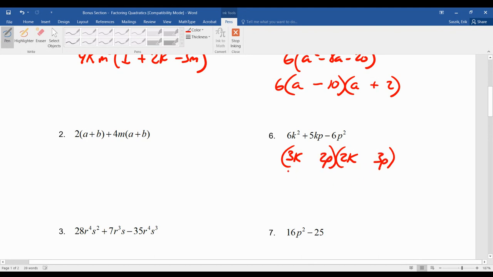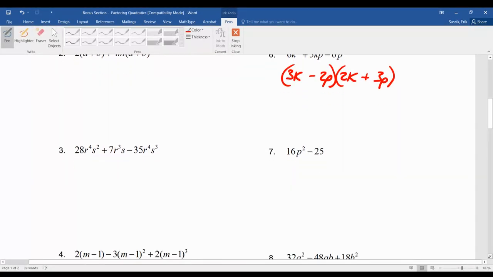See, this gives me 9pk. This gives me 4pk, and that actually subtracts to 5. So signs have to be different. Make the bigger one positive. Positive 9kp, negative 4kp gives me positive 5kp. Negative times a positive is negative. We're all good.